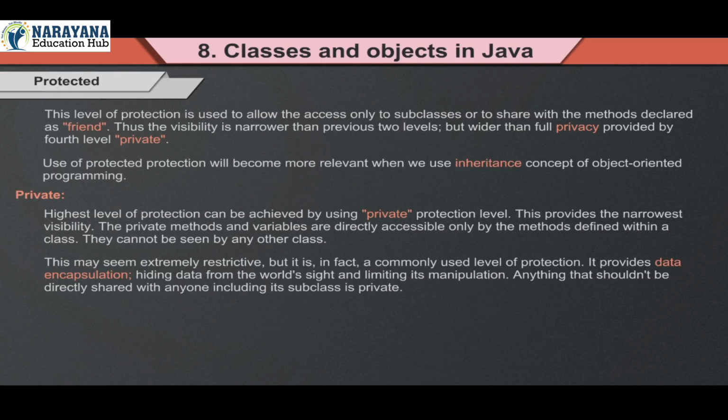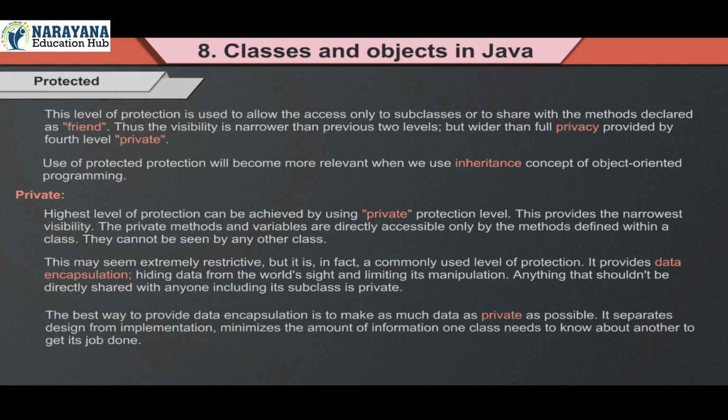It provides data encapsulation, hiding data from the outside world and limiting its manipulation. Anything that shouldn't be directly shared with anyone, including its subclass, is private. The best way to provide data encapsulation is to make as much data private as possible. It separates design from implementation, and minimizes the amount of information one class needs to know about another to get its job done.